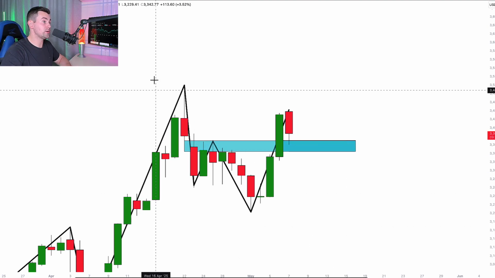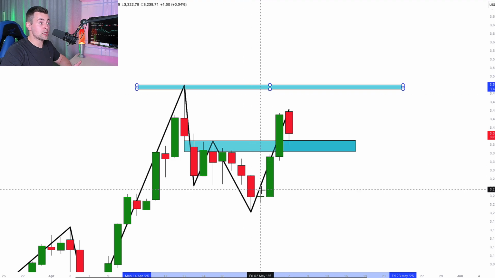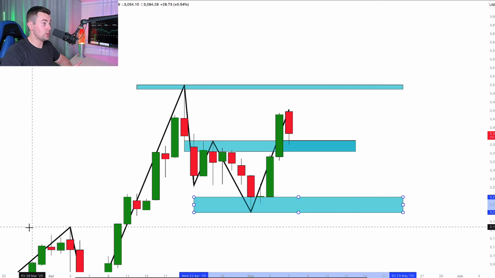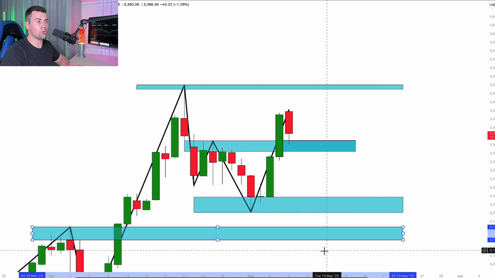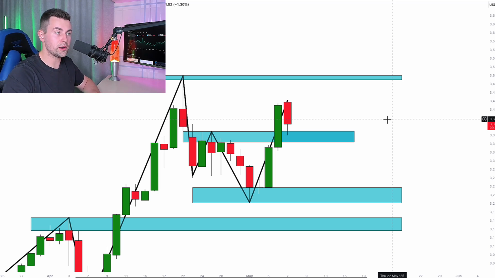Then we have our significant resistance right here. Yes, that is our strong resistance. And we have also a strong support right here, and we have strong support right here. So always keep at least 4 significant structures on your price chart to know where the price may go and from where you can look for trading opportunities.